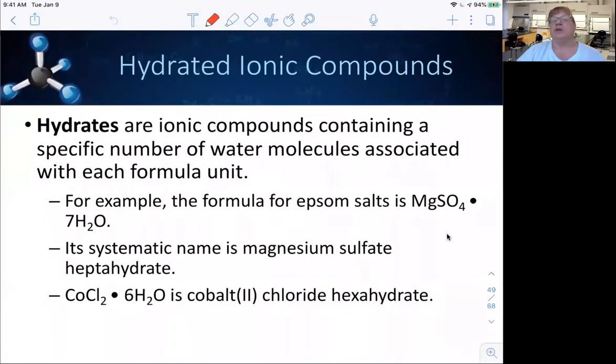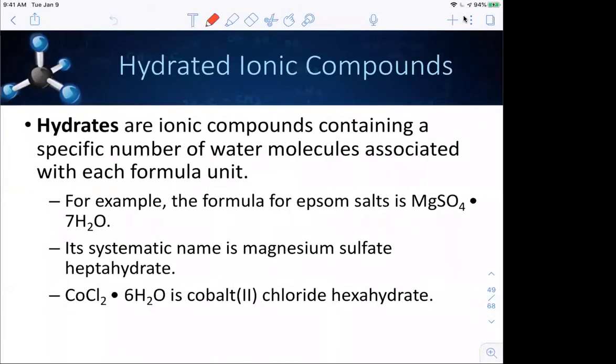Okay, so let's start with hydrated compounds. Hydrates are ionic compounds that contain a specific number of water molecules. And that specific number is associated with each formula unit of the particular salt. So for example, my base ionic compound would be magnesium sulfate.